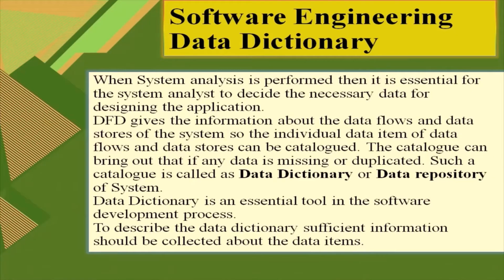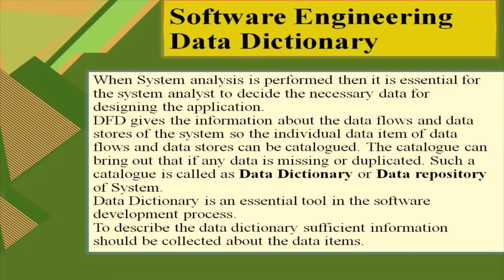Data Dictionary. When system analysis is performed, it is essential that the system analyst decide the necessary data for designing the application. DFD gives the information about the data flows and data stores of the system. So the individual data items of the data flows and data stores can be cataloged. The catalog can bring out if any data is missing or duplicated. Such a catalog is called a data dictionary or data repository of the system.